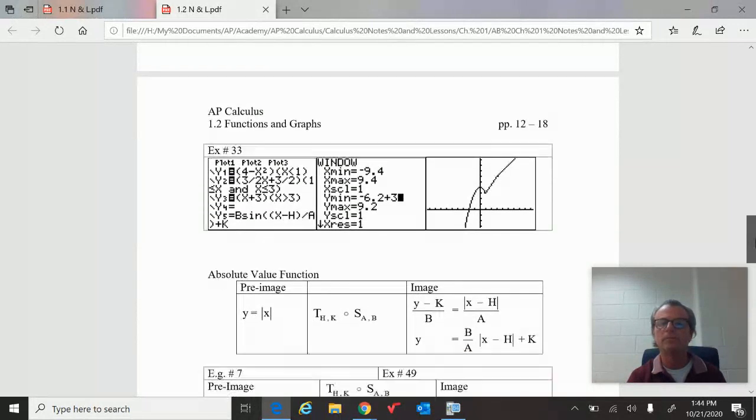Now, I know I asked you to do this by hand, but what have you got here? When x is less than 1, you've got 4 take away x squared, which is really y equals x squared opening down and then shifted up 4, until you get to 1. Then you have a linear equation, 3 halves x plus 3 halves, between 1 and 3 inclusive. And then the slope changes from 3 halves to 1 when x is bigger than 3. So you have these 3 branches.